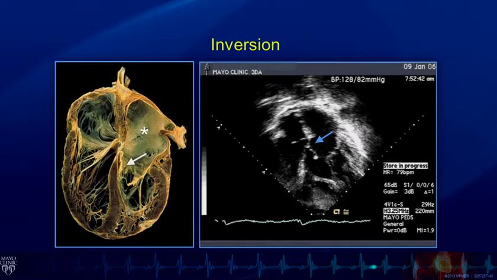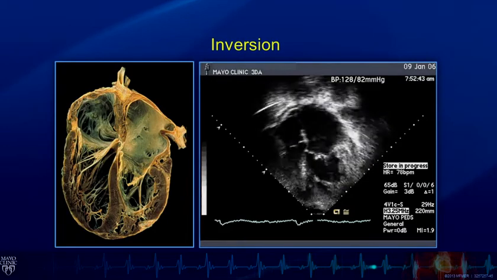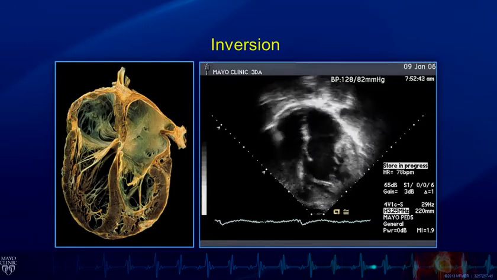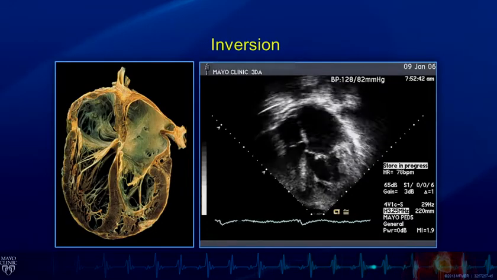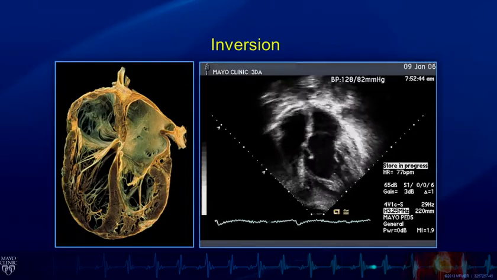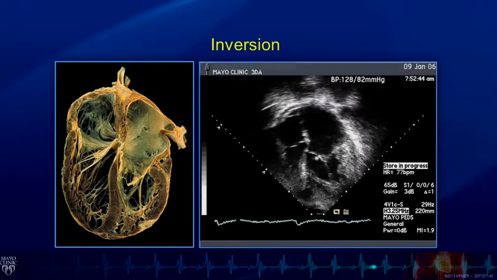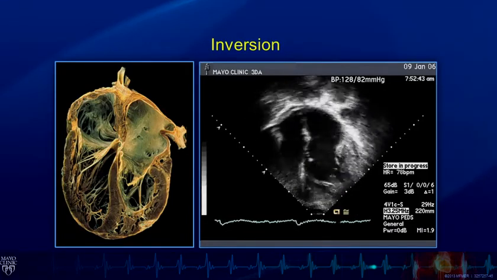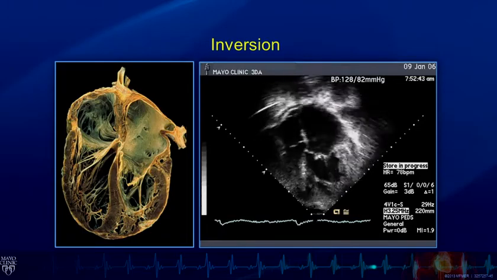So we can also see pulmonary veins connecting to that atrium, which connects to the tricuspid valve. So this is atrioventricular discordance. And in real time, we can also appreciate that that ventricle, the systemic ventricle, is very trabeculated and appears abnormal. It doesn't look like a normal ventricle. So, atrioventricular discordance in this patient with congenitally corrected transposition.